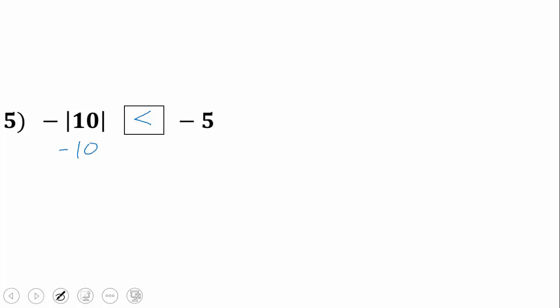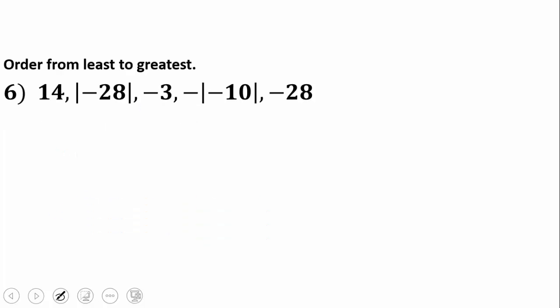Even though 10 is greater than 5, when they become negative, if you take a look at a number line, here we have 0, -1, -2, -3, -4, -5, -6, -7, -8, -9, -10. Right there, -5 is on the right of -10. Got to know that. So you got to be able to compare negative numbers.